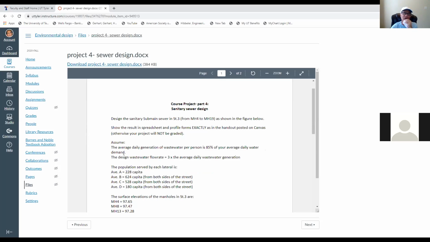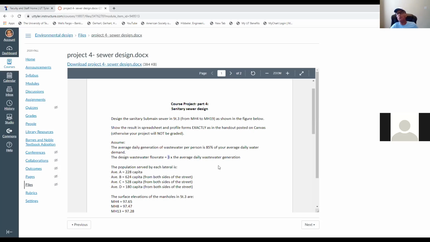Now, the average daily generation of wastewater per person, per capita, is 85% of your average daily water demand. So you need to go back to the daily water demand per person that you did in the beginning and multiply that by 0.85. This gives you how much wastewater per capita per day. Well, that's the average. We work with the peak. You multiply by 3. All right, this is per capita.